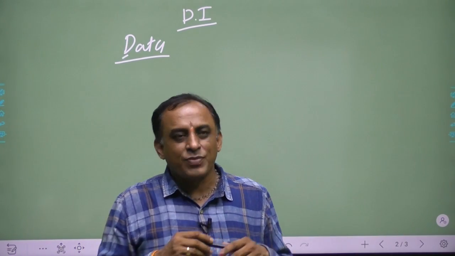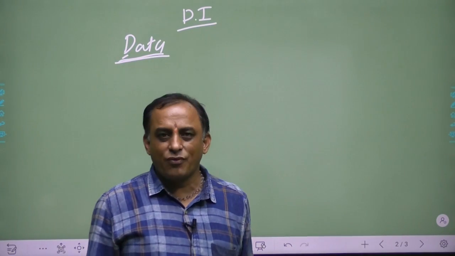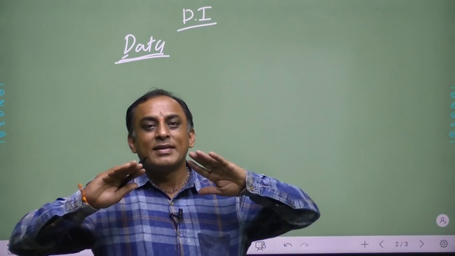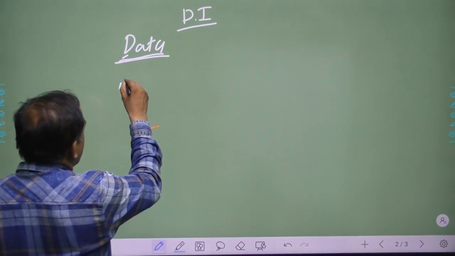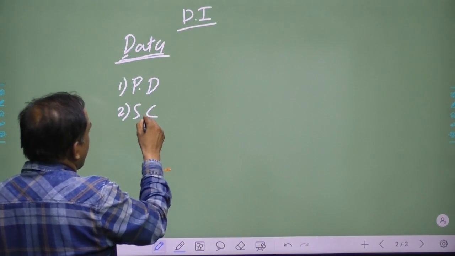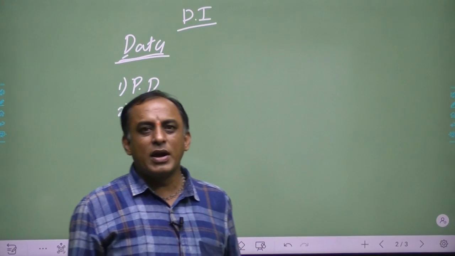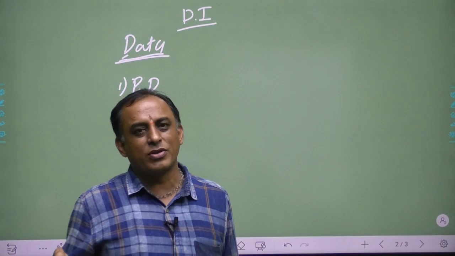Now we will discuss. First of all, what is data? The information with numbers and figures is known as data. This data is divided into two types. The first one is primary data and the second one is secondary data. What is primary data and what is secondary data? In future classes, I will discuss each and everything.